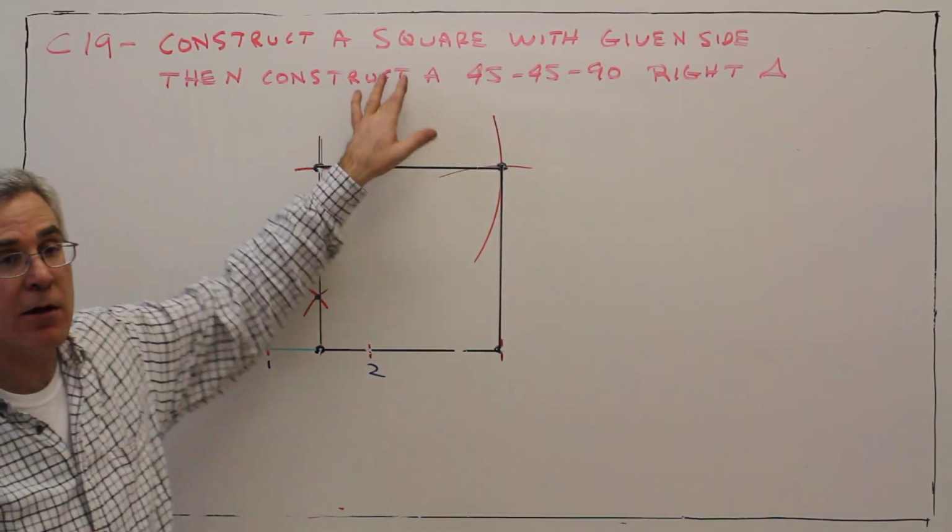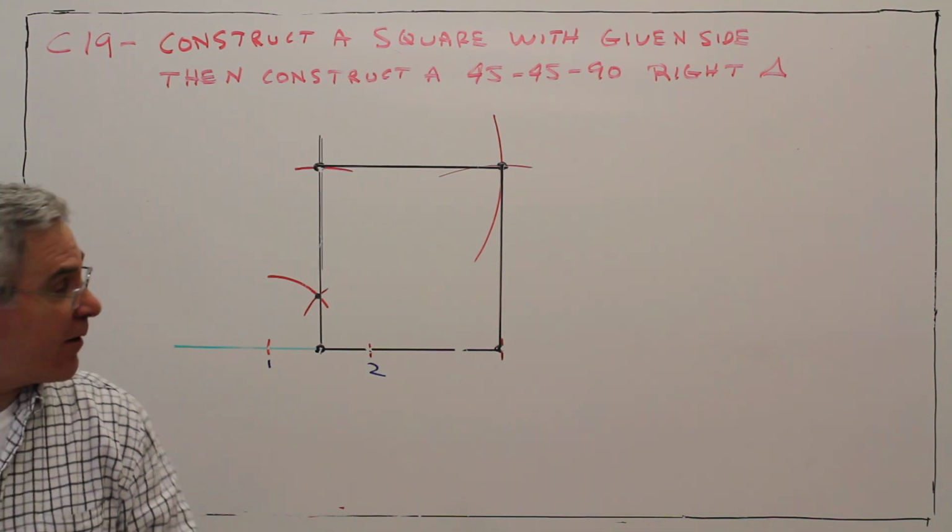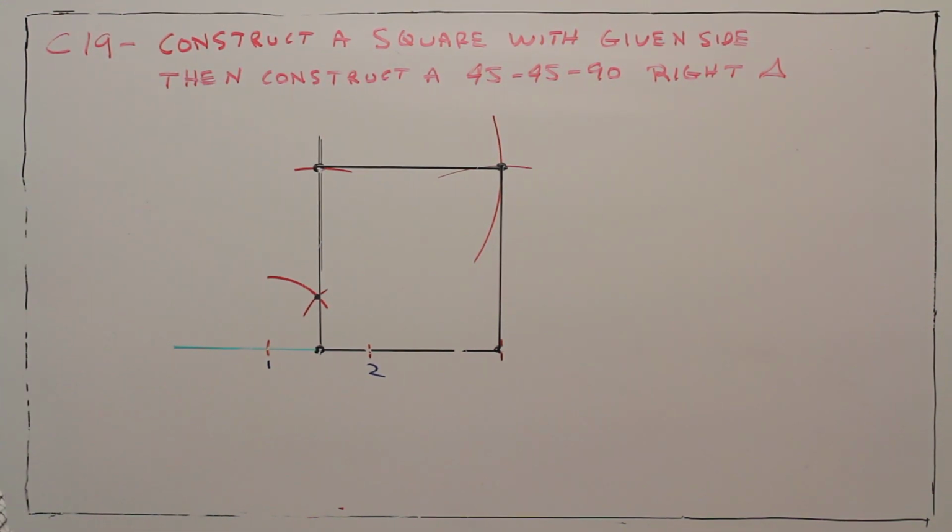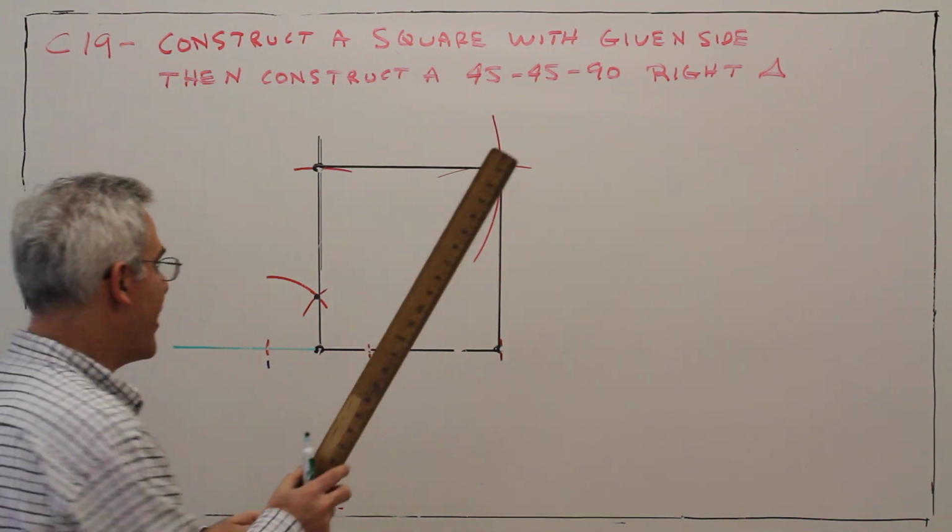But we're not done. We now need to construct a 45, 45, 90 right triangle. This is the easy part. Just simply draw a diagonal.